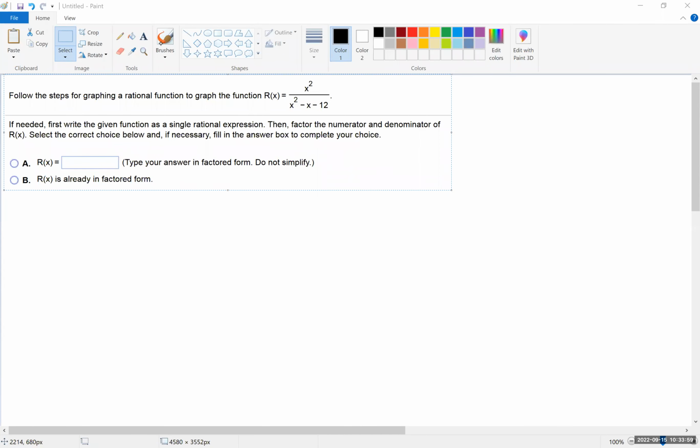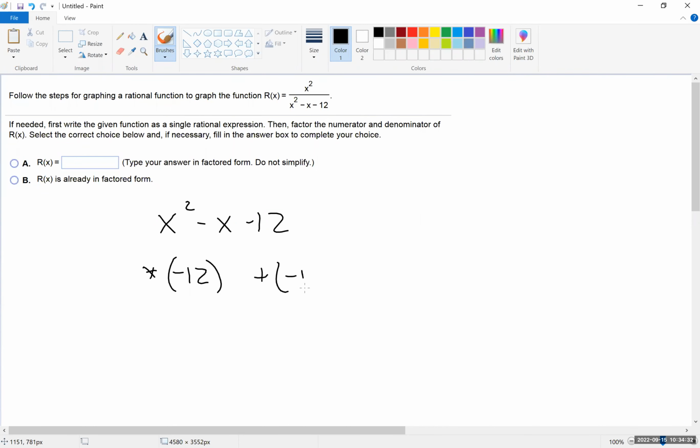All right, so here, this was number 19 on the review that we've got for the lecture series. And we're going to follow the steps for graphing a rational function. And we've got x squared divided by x squared minus x minus 12, right? So the first thing is we want to factor this. The x squared minus x minus 12. We need two numbers that multiply to negative 12 and add to negative 1, all right?